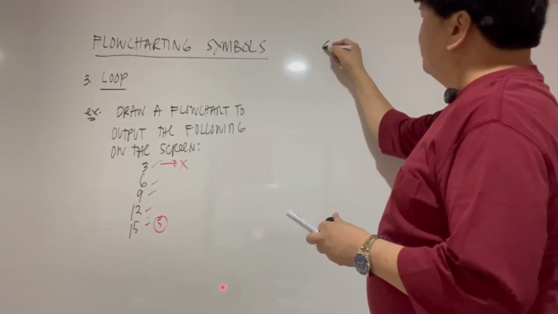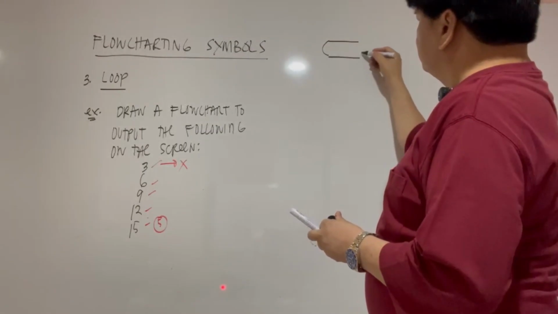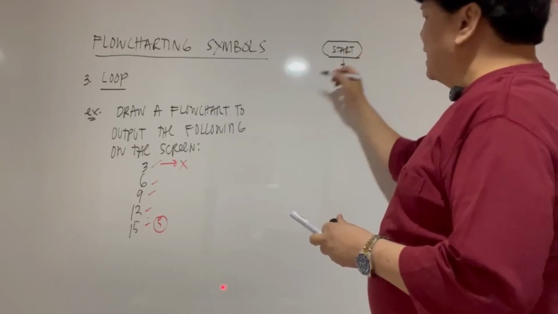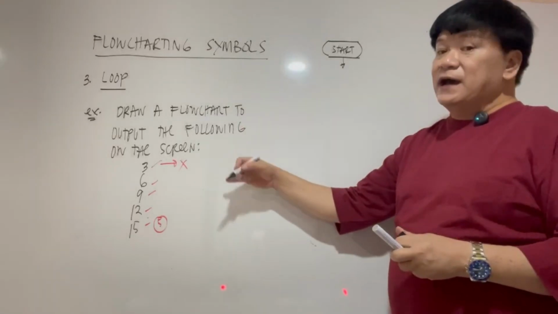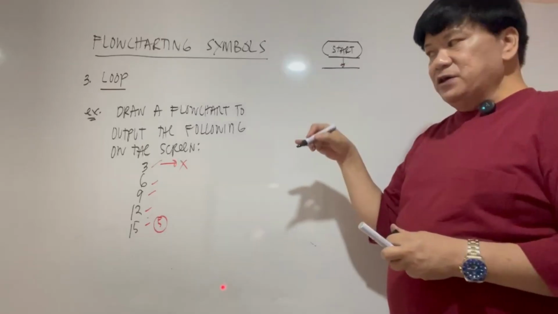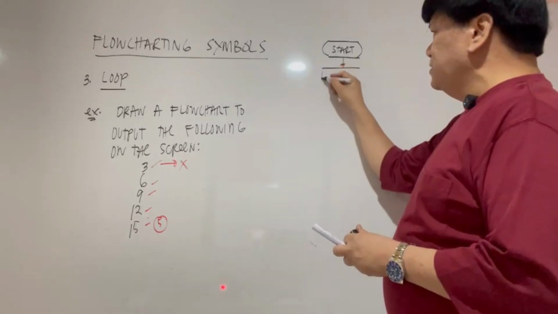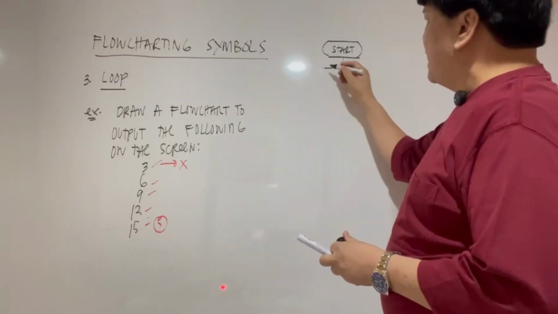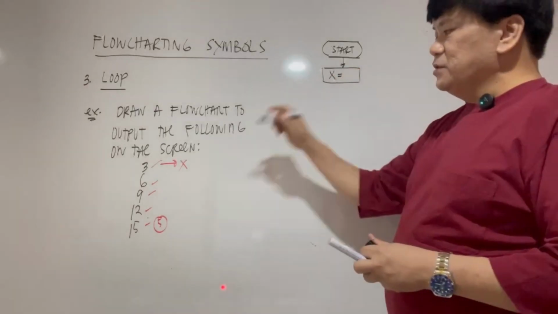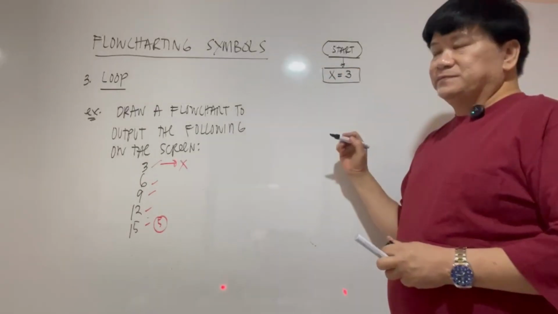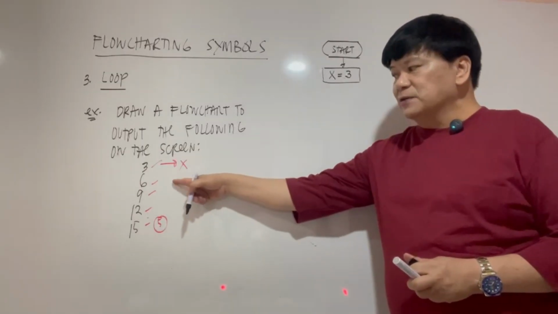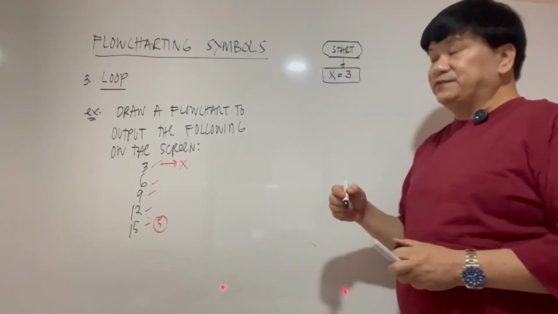we start with this symbol. Now, since we don't have the input there, we proceed with setting the value. Initializing the value, we can say x is equal to 3. We'll be using that to formulate a formula in order for us to output 6, 9, 12, and 15.